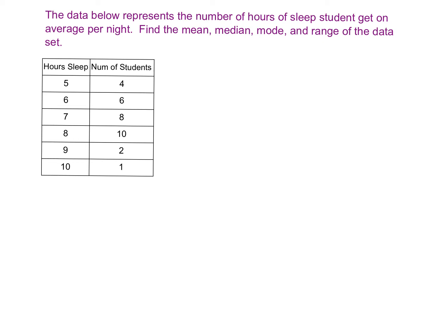First, I notice that my mode is my most popular number. Written in this form, the mode is really easy to find because the most popular number is 8 hours of sleep with 10 students. So here our mode is going to be 8. So 8 hours of sleep is the most popular number of hours of sleep that the students in this data set received.